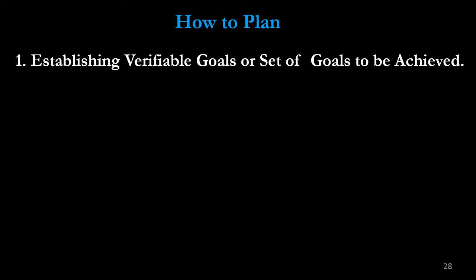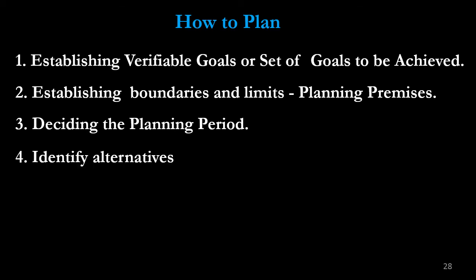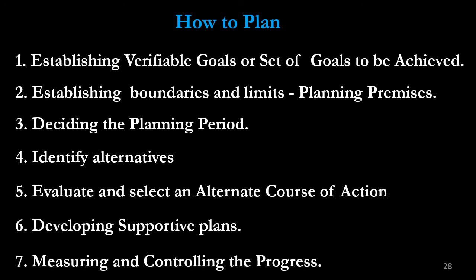So basically how does one plan? Establish verifiable goals, establish boundaries and limits, decide on the planning period, individual tasks that constitute the job, identify alternatives, and once you have identified them, you evaluate which one is the best one, select it, and then take an alternate course of action if at all you come across a change. Develop supportive plans. So when you're going towards a particular destination, it might always help to go on sightseeing and things like that. Additional things that you can do: measure and control the progress. So these constitute the 7 steps in planning.